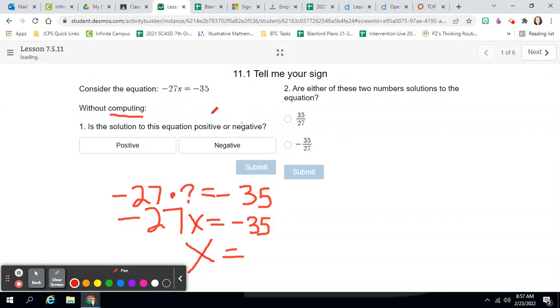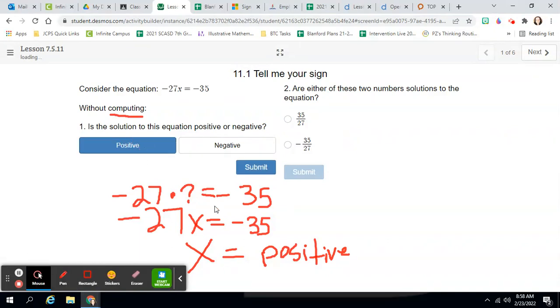So if we know our multiplication rules, if we have a negative number and we multiply it by a positive number, we'll get a negative number, right? If x was also negative, that means we would be doing negative 27 times a negative number, and it would equal a positive number, not a negative. So without even having to do this, I know the answer has to be a positive number to make the answer stay negative. So this has to be positive.